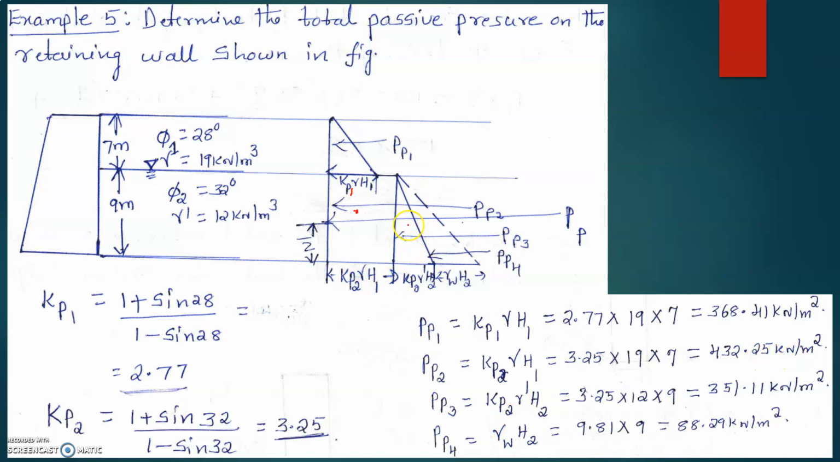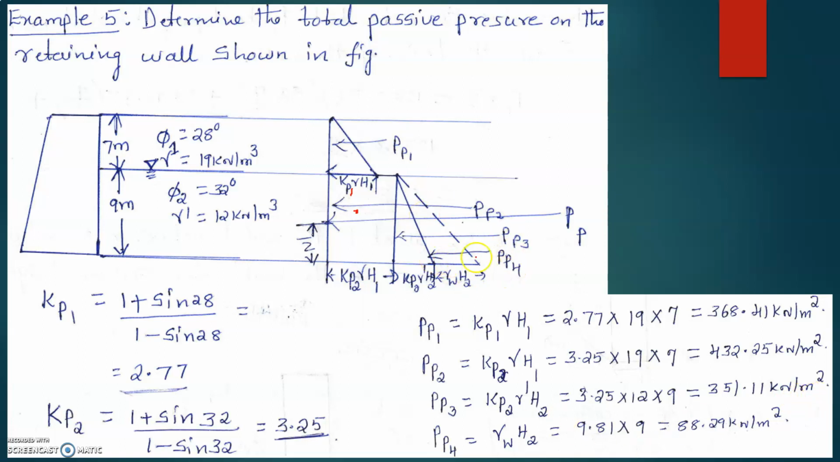Next, let us find Pp3, this one, due to the submerged soil because the water table is located here. So this soil becomes submerged. So this is now Kp2 gamma dash H2. Kp2 is 3.25. At the base it is Kp2 only because the friction here is phi 2. Then Kp2 into gamma dash into H2. So Kp2 is 3.25 into gamma dash is 12 into H2, that is 9. So we will get 351.11 kilonewton per meter square.